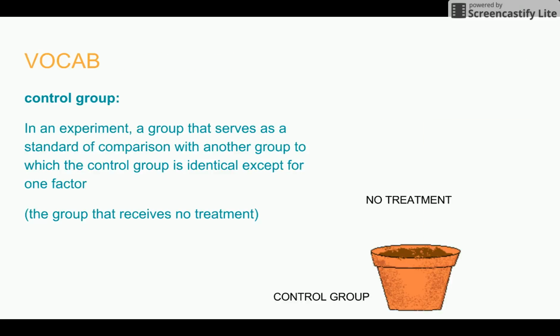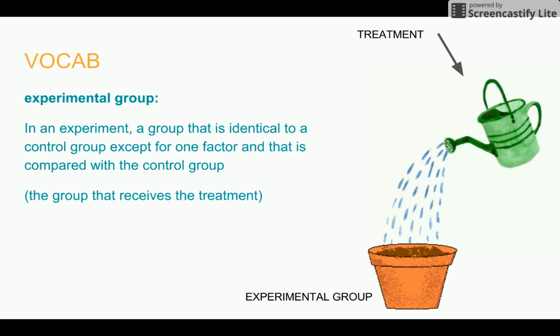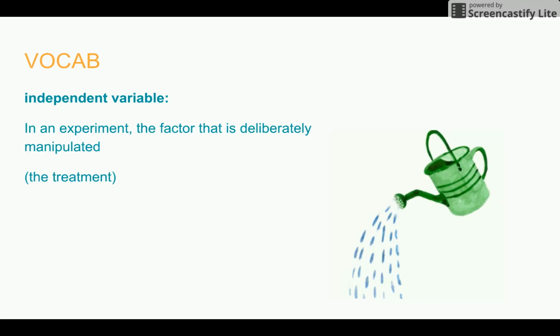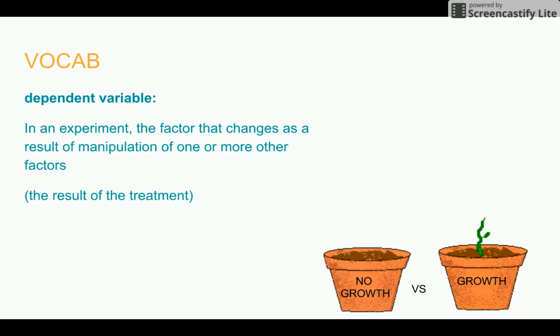So just to remind you, the control group is the group that is not receiving a treatment. The experimental group is the group that is receiving the treatment. The independent variable is the treatment. And the dependent variable is basically the result of the treatment.